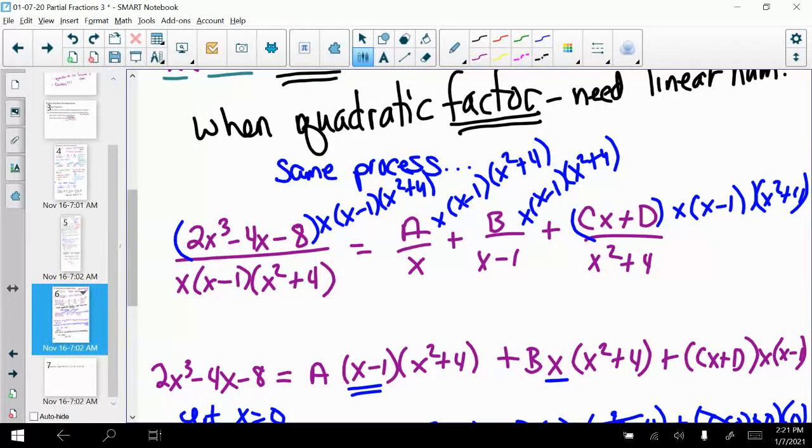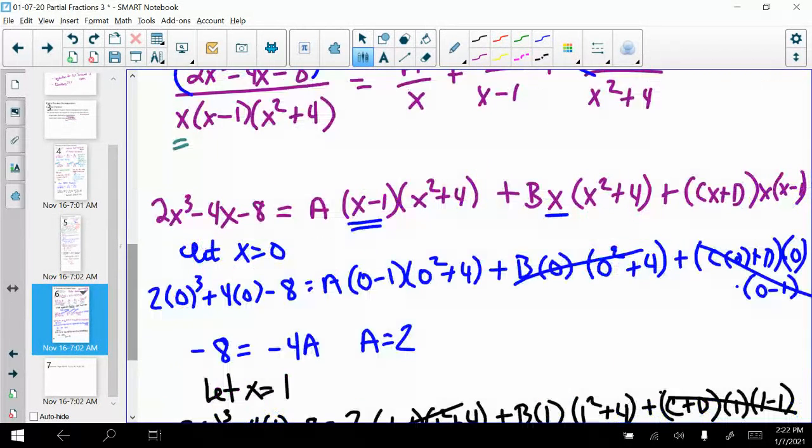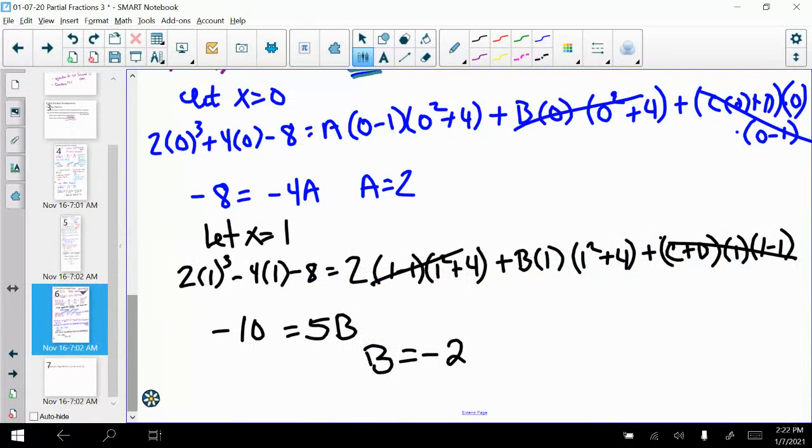Going through, I let x equals 0 first because I have this factor of x, and so when I make x be 0, then that's going to wipe out anything that's multiplied by that, which makes our life lovely, and we get A equals 2. Then I used x equals 1 because of our factor up here, and that gave us B as -2. So then that's where we are going to pick up.